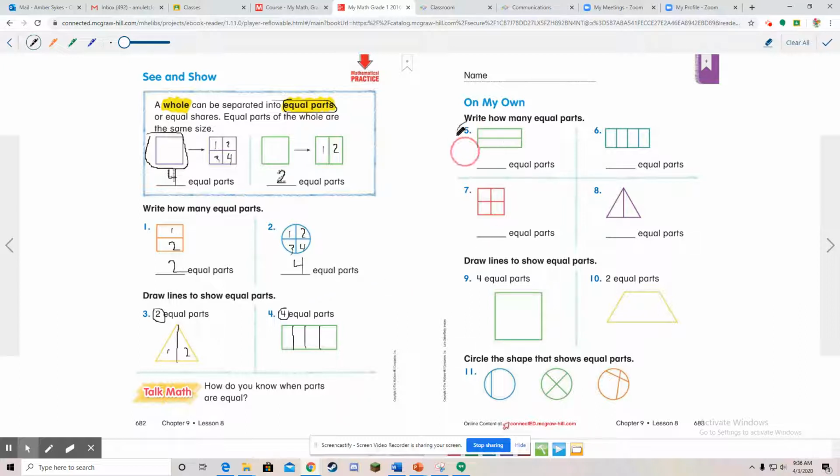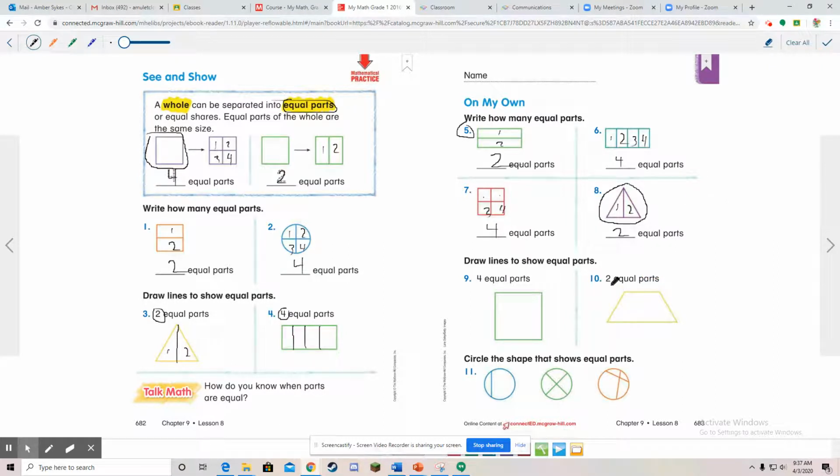All right, number five. Write how many equal parts. We have one, two. Over here, how many do we have? One, two, three, four. What about down here, guys? One, two, three, four. Four equal parts. How many equal parts are in this triangle? One, two. Two equal parts.